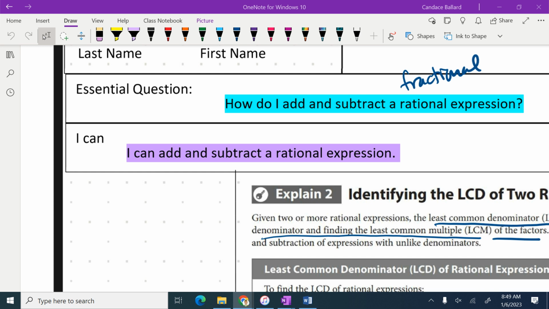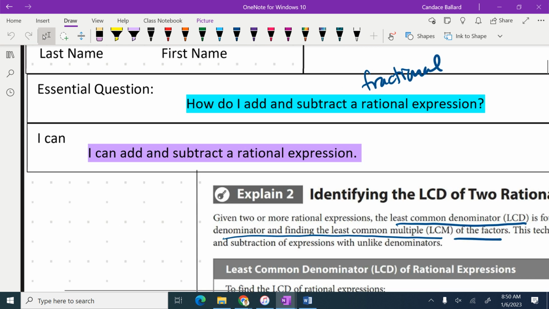Let's see. Avery, can you read us the essential question? Perfect. And then Anthony, can you read us the I can statement? Perfect. So remember, rationals, there's another word for fraction.